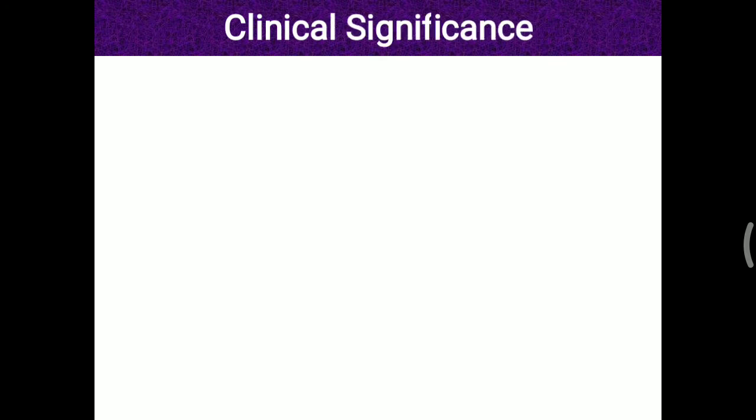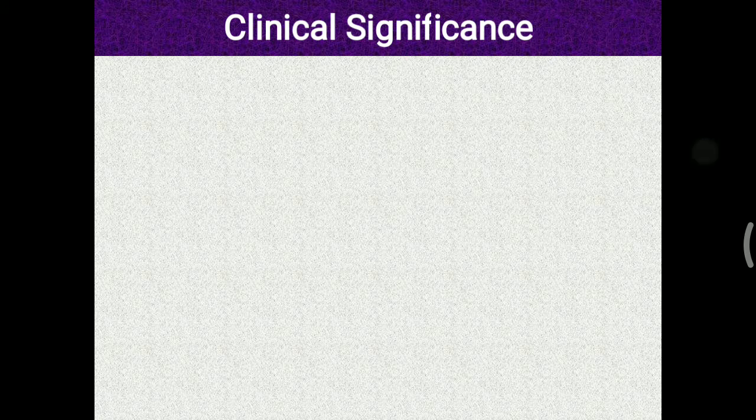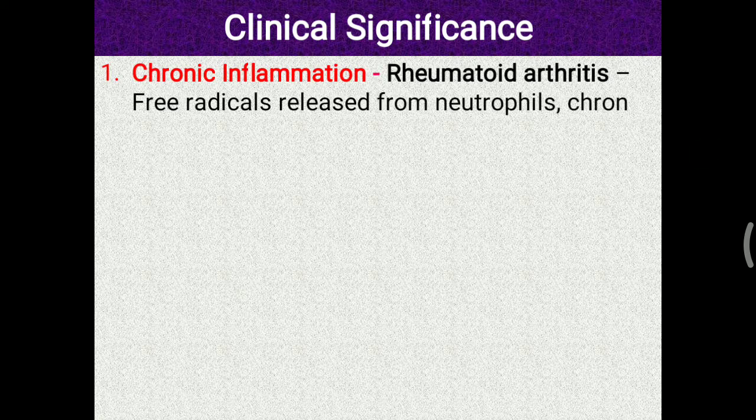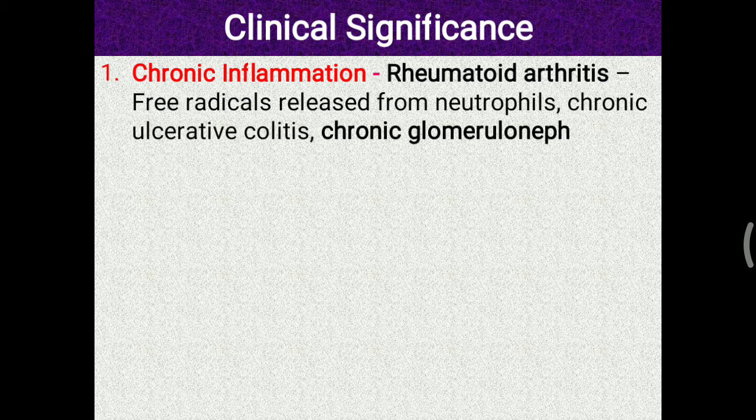Now, in detail, the clinical significance: both types of inflammation occur in the presence of the free radical, mainly chronic inflammation. The best examples are rheumatoid arthritis, chronic ulcerative colitis, and chronic glomerulonephritis, where free radicals are continuously released from the neutrophils. So at that site, inflammation remains for a longer duration. So the main reason for chronic inflammation is the free radical.